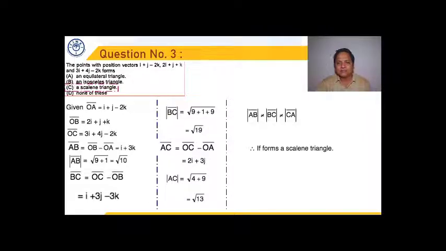I hope this is clear. From the position vectors we find the three sides, and from the three sides we calculate the length of the vectors, and then we find the modulus of the vector, and we see that all the three sides are of different magnitude. So hence the triangle forms a scalene triangle, which is given in choice C. Choice C is the answer.